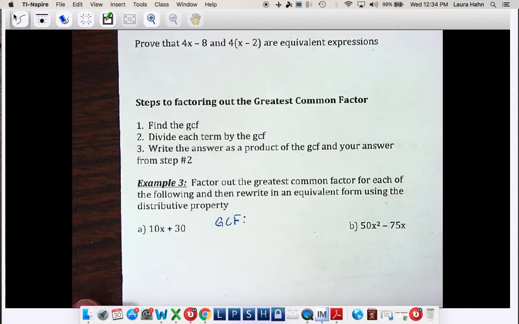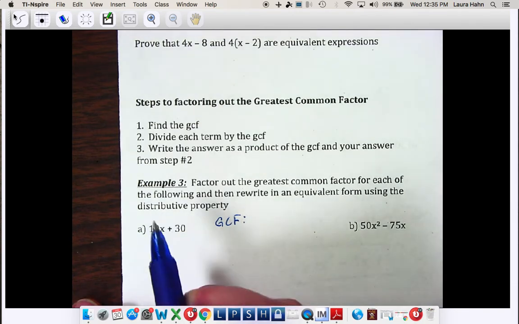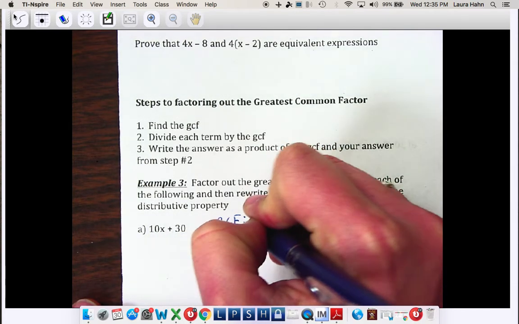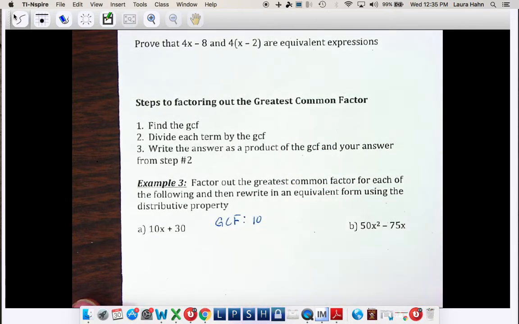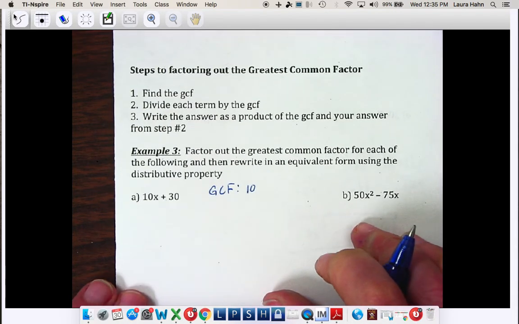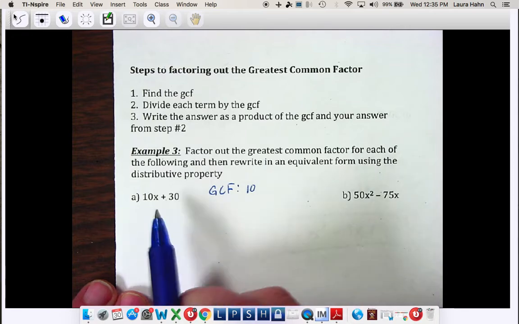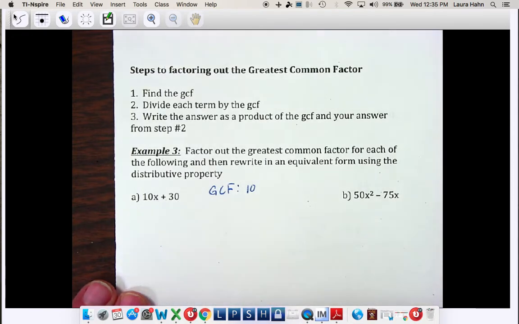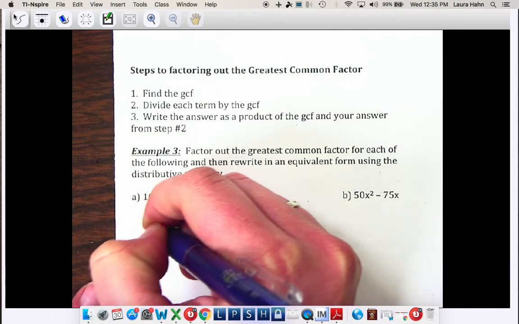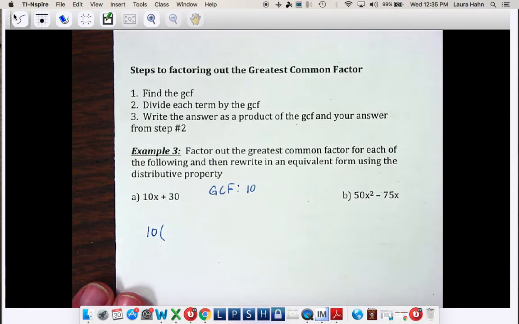Okay, so I want to figure out what is the greatest common factor between 10x and 30. Well, I know between 10 and 30, the greatest common factor is 10. 10 goes into 10, it also goes into 30. Okay, x. Is x a common factor? This one has x, this one does not. So x is not a common factor. So I'm going to take this 10 out. It's kind of like working backwards of distributing, right?